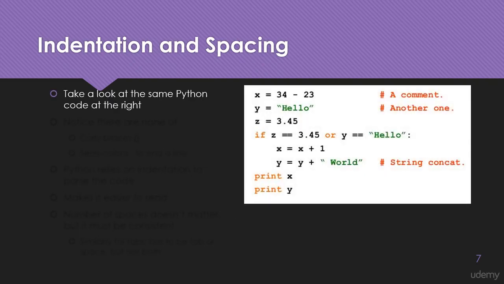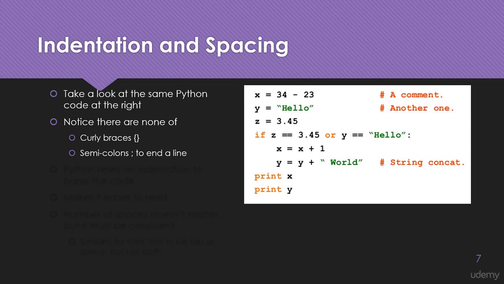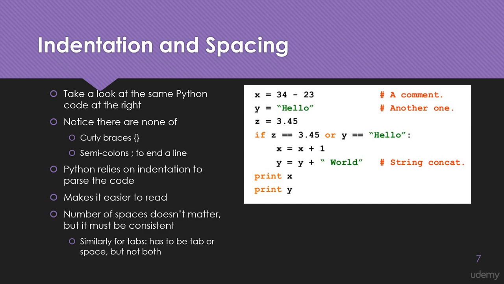Indentation and spacing. If you look at this Python code on the right, notice that there's none of the curly braces or semicolons that you would see in Java. There's just neat spacing, and Python relies on the indentation to parse the code rather than curly braces surrounding code blocks. Blocks of code are separated by the same sort of spacing that lets you easily visualize and allows the program to easily compile what's going on. It makes it easier to read, and the number of spaces here doesn't matter, but it must be consistent across the program. It could be spaces or tabs, but it just has to be consistent across the program.